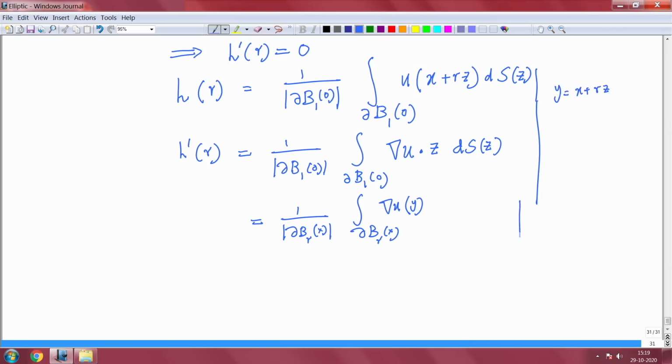So, from here you are again going back. You are doing the same variable. So this is x here. You do the same thing the other way. So, your z will be y minus x by r, and ds of y. You see x is fixed, so it is a change between y and z. So here y minus x by r is your change of variable.